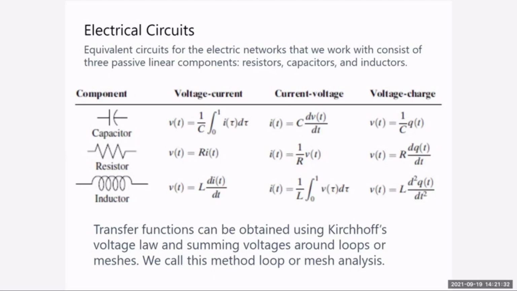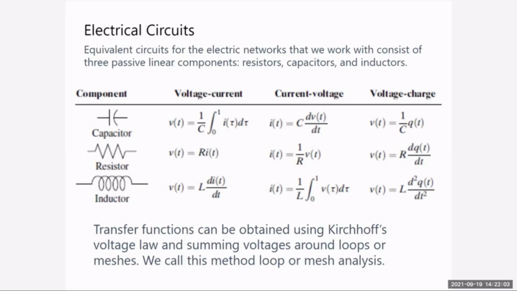Here are the symbols for the resistor, capacitor, and inductor, and I think you have already passed the fundamentals of electronic circuits, or Electronics 1 and Electronics 2, or Circuits 1, Circuits 2. So these are all familiar to you. We have here three categories: voltage-current, current-voltage, and voltage-charge. These are all the equivalent factors for that.